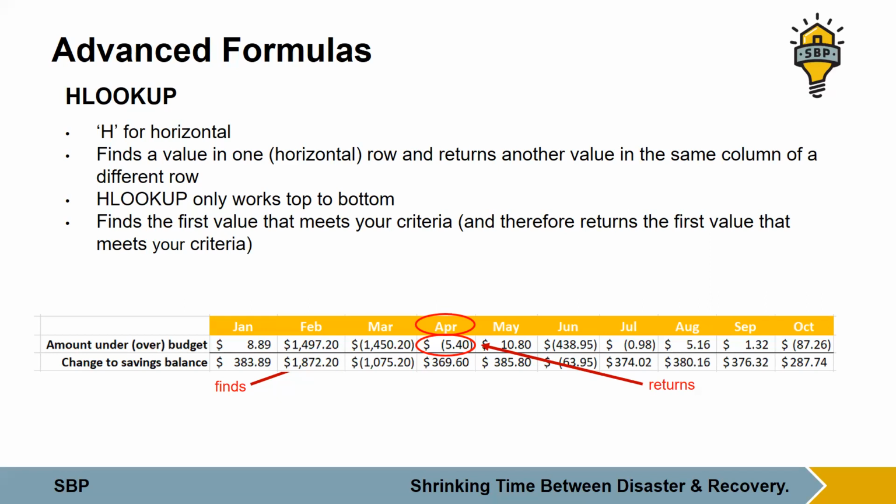It's more likely that you would end up using it if you have data that is not well arranged, which may be a reason you want to be analyzing it to begin with. So it'll find, again, the first value that meets your criteria. So if I had April twice in this, it would return the first April that I'm trying to match.